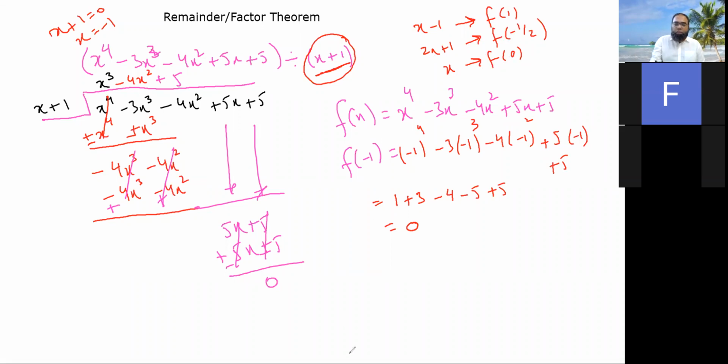Now, one thing you must notice: the remainder and factor theorem only work with linear expressions. We cannot use the remainder factor theorem when the divisor is a non-linear expression. Got it, children? Yes?